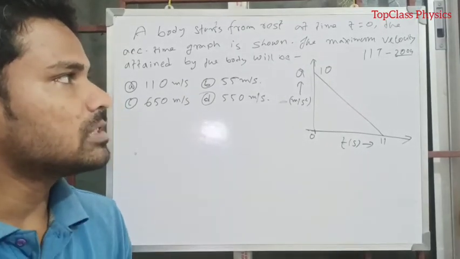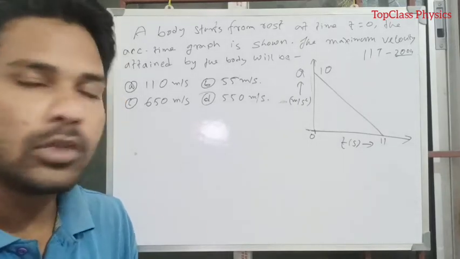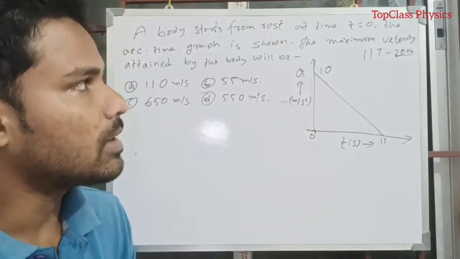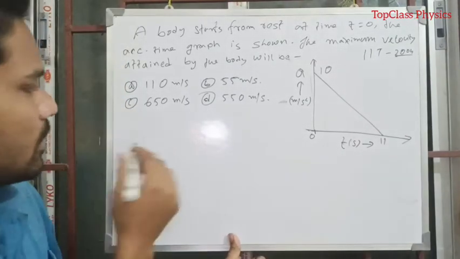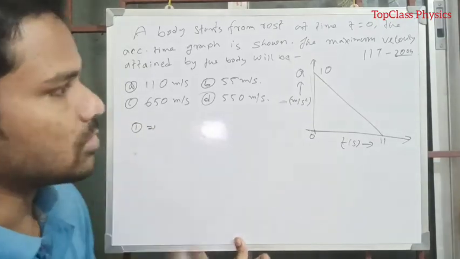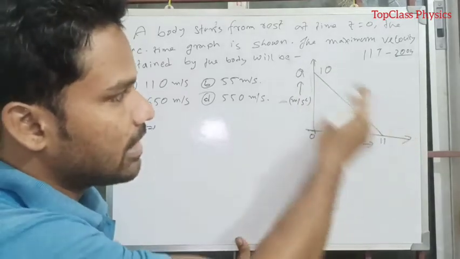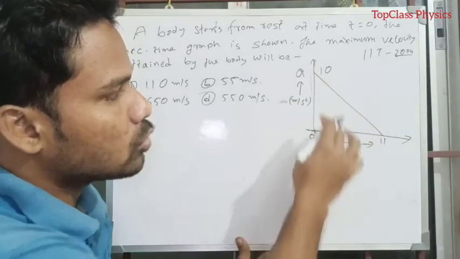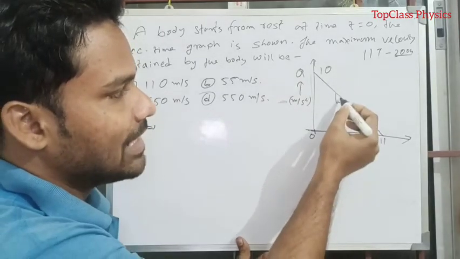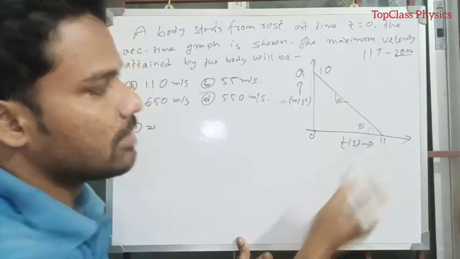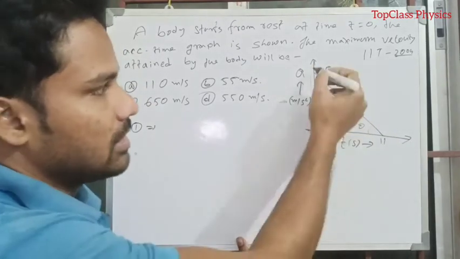To solve this question, there are various ways to find the maximum velocity. I am going to solve it in two ways. Whichever is easier for you, you can choose it. For our first way, this graph is a straight line. What will be the slope of this straight line? If I find tan theta, where this is angle theta and this is the same theta, I will get the slope of this line.